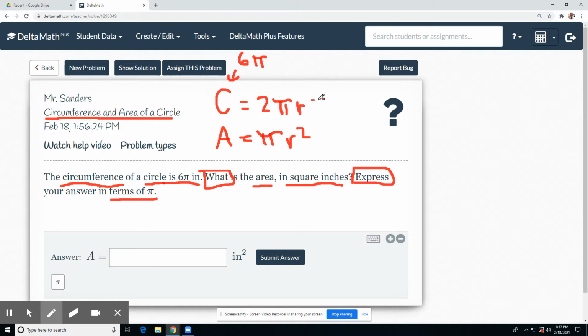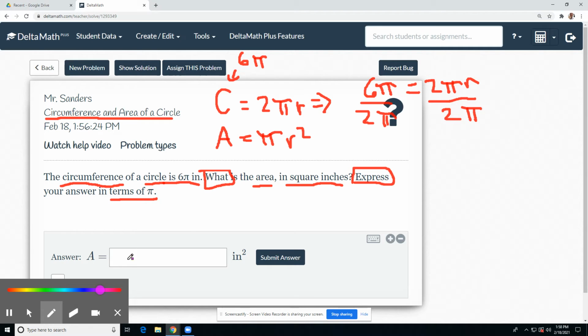All right, so we just go ahead and rewrite the circumference as 6 pi equals 2 pi r, and solve for r. What keeps r from being by itself? Multiply by 2 pi. The opposite of multiply by 2 pi is to divide by 2 pi. And we have to keep the balance of the equation. Divide both sides by 2 pi. So the pi's reduce. And 2 goes into 6 3 times.